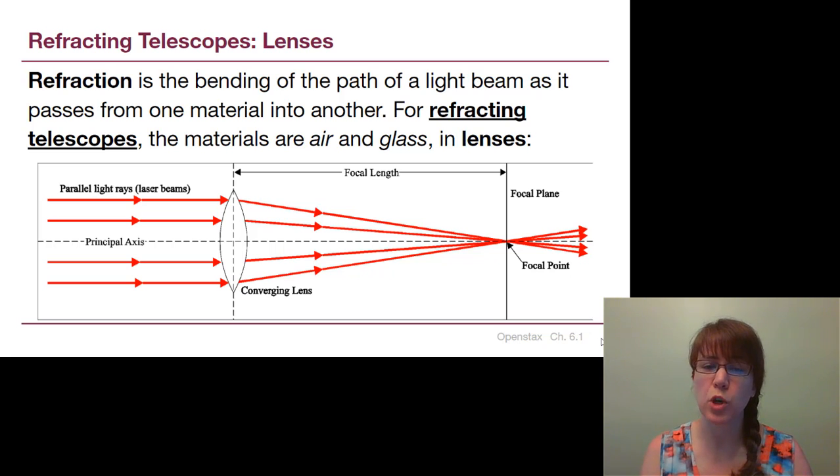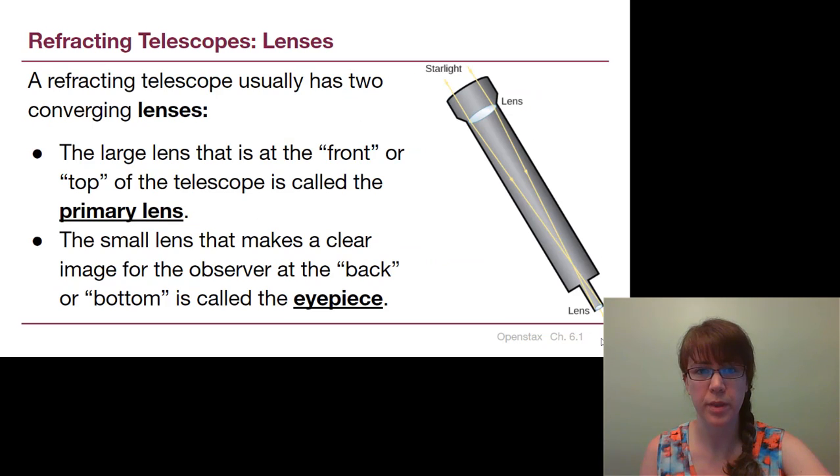So refracting telescopes, the materials that the light's going through are air and then glass. And it looks a little bit like this. This image you don't have to memorize the details of. The key part is that we're using glass lenses that light passes through, and that's refracting telescopes.